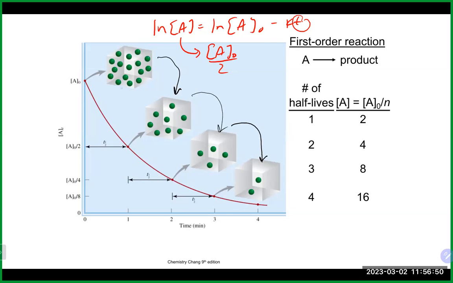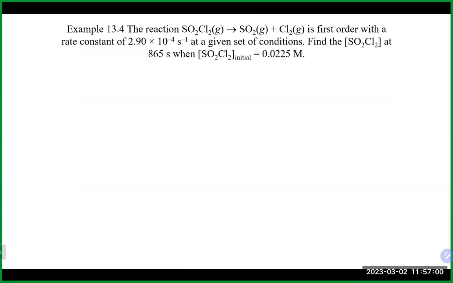Probably easier to remember. So obviously we see half of what we started with, half of what we started with next, and another half-life. And again, like I said, after 10 half-lives, there's not too much left over. All right, so let's try this here. A reaction is first order with a rate constant 2.9 times 10 to the minus 4 reciprocal seconds at a given temperature. Find the concentration after 865 seconds if we started with 0.0225 molar.